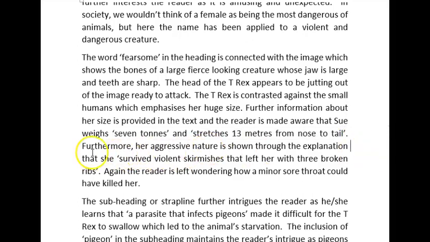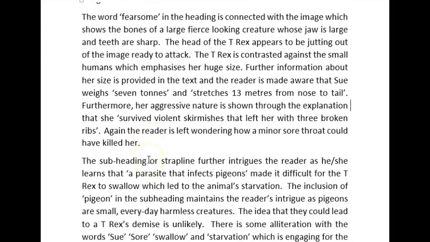Furthermore, again we're using another discourse marker, her aggressive nature is shown through the explanation that she survived violent skirmishes that left her with 3 broken ribs. Again, the reader is left wondering how a minor sore throat could have killed her. Again, we're looking at the impact on the reader.